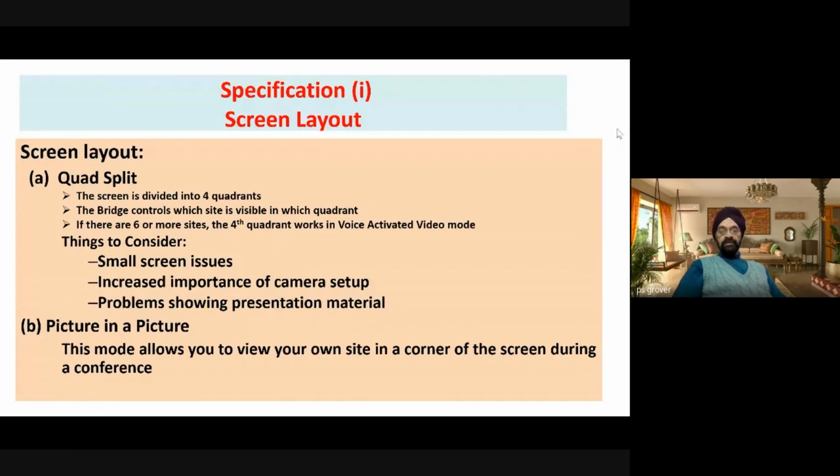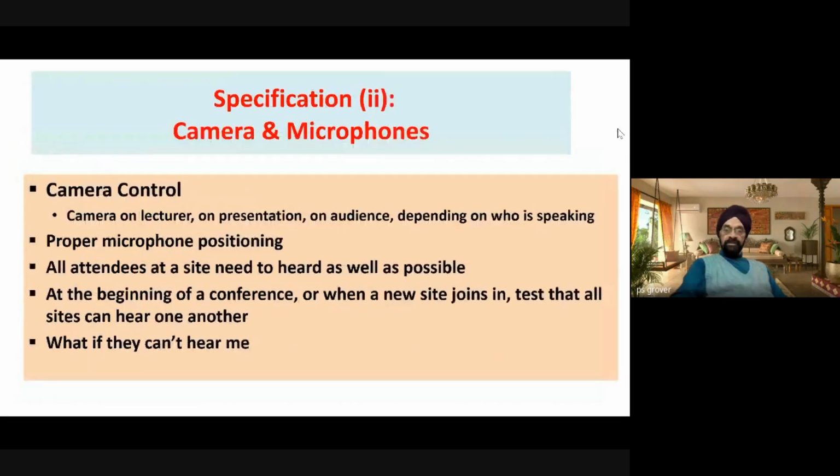Example, a student may say, your screen layout should be of the following type. This is where the teacher role comes in: the screen layout, make it like this. Then picture in a picture, include this also. Then camera control, give the control to the lecturer, presentation, proper microphone position. This is what you are doing now also while sitting here. I purposely took the example to illustrate that we are doing video conferencing. To do this, what are the various aspects involved?